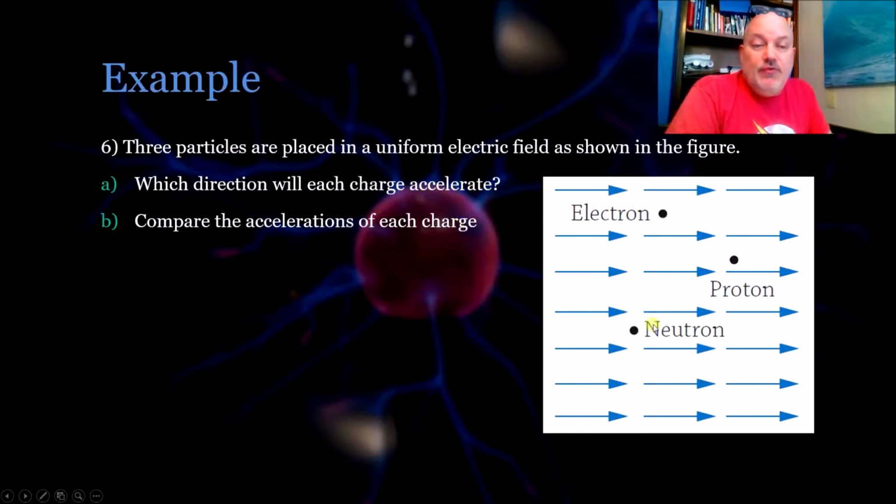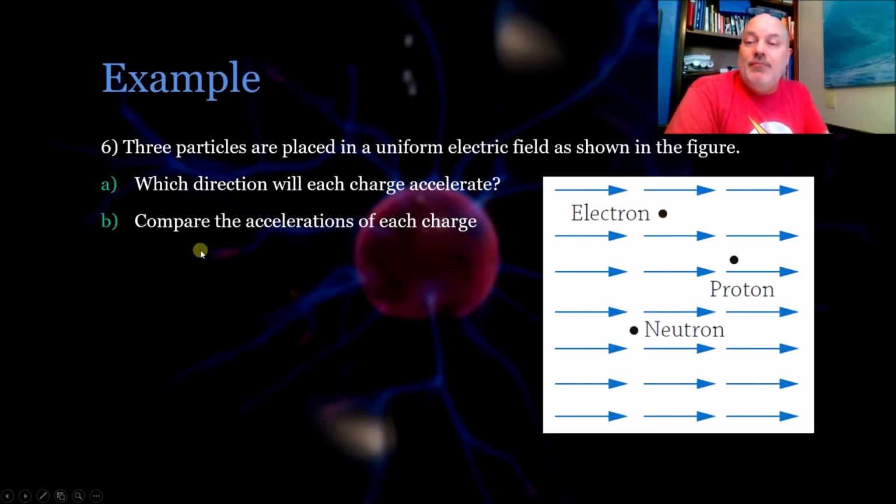Let's do the easy one first. Neutron, neutral, no force, no acceleration. Okay, proton, positive, force to the right in the direction of the electric field, it'll accelerate to the right. Electron, it is negative. Please be careful. They'll always on the test make sure you're paying attention by giving you a negative charge somewhere. So electron is negative, so it will receive a force parallel to the field, but in the opposite direction, to the left.